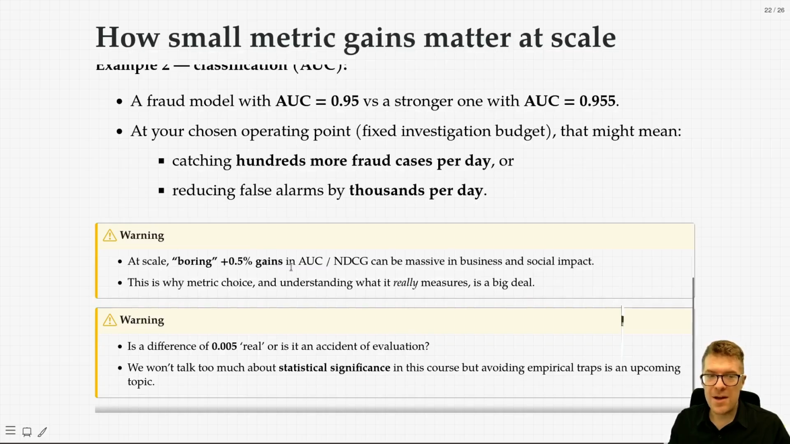So at scale, what appears to be a boring 0.5% gain in standard metrics like AUC, or maybe more bespoke metrics like NDCG in search systems, can have massive impacts on business and social consequences. So this is why choosing a metric appropriately, understanding what it really measures, and being really curious and skeptical about how it's computed in the first place is a big deal.